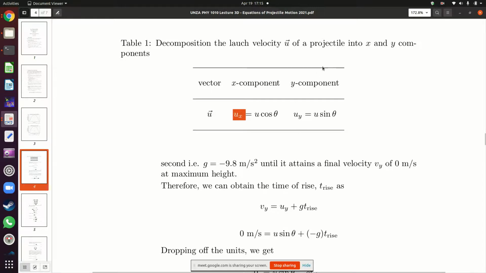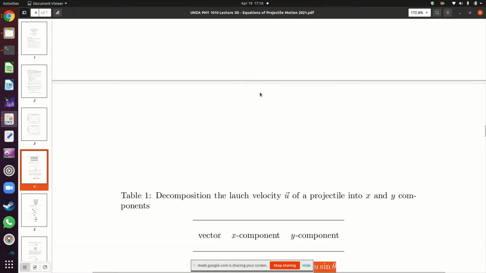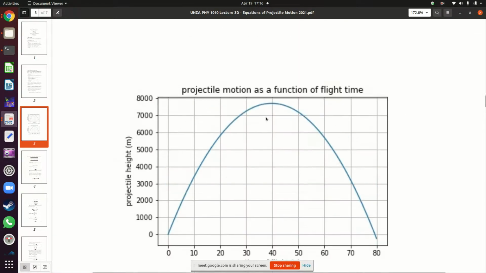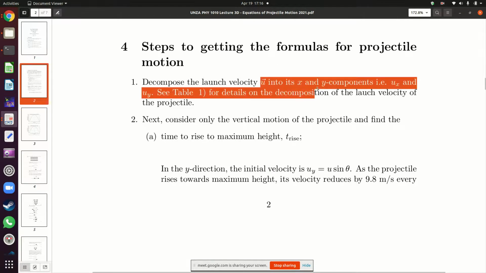When something reaches maximum height, the velocity of that particular something at maximum height is equal to 0. So this u sin theta will have to decrease from whatever it is to a final velocity vy at maximum height of 0 meters per second, and the rate at which it decreases is your acceleration due to gravity of minus 9.8 meters per second squared. So that's the thing here. Okay, so we have done the decomposition part.